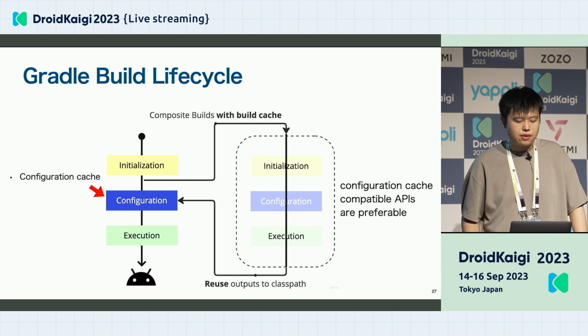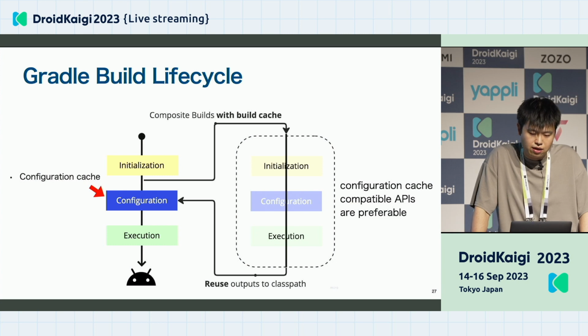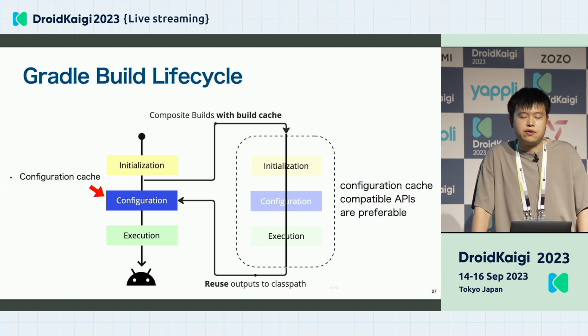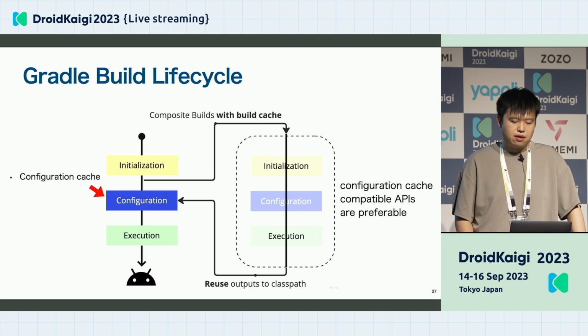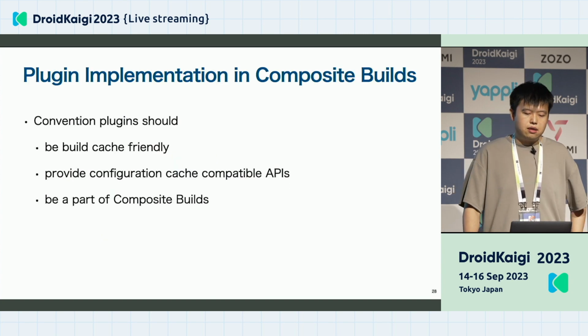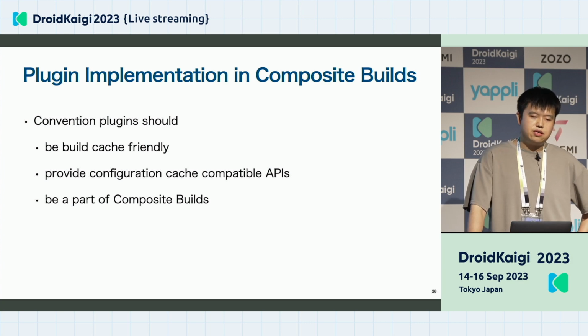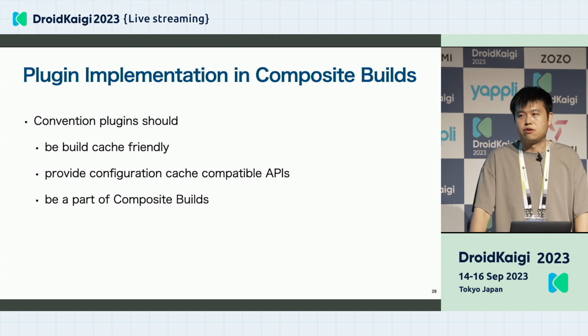So composite builds should provide a convention plugin that has a configuration-cache-compatible API for the project. If the convention plugins are incompatible with configuration cache or without configuration cache support, then you can imagine that they damage the build performance of the project. So the plugin implementation should be build cache friendly and should provide configuration-cache-compatible APIs.